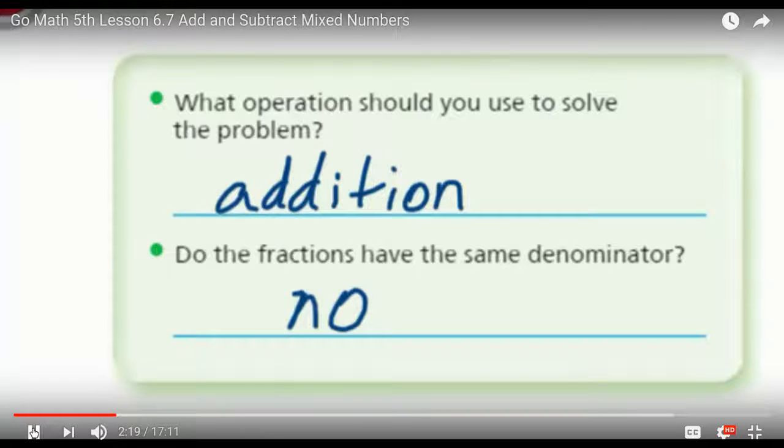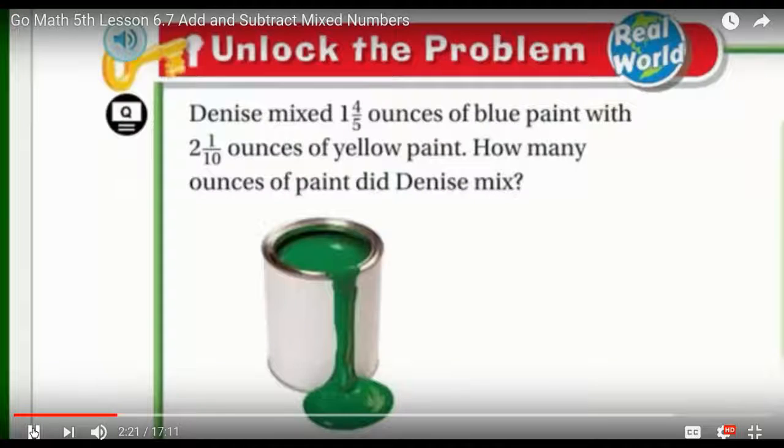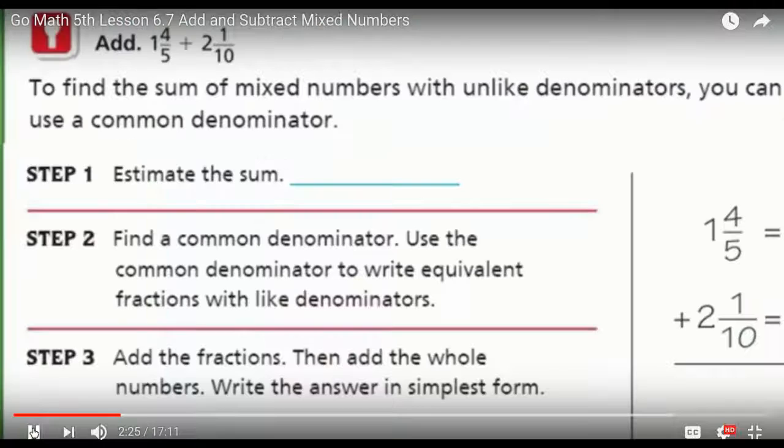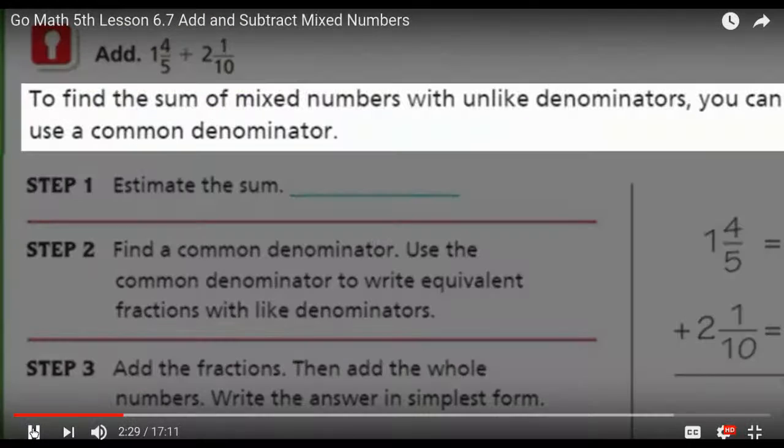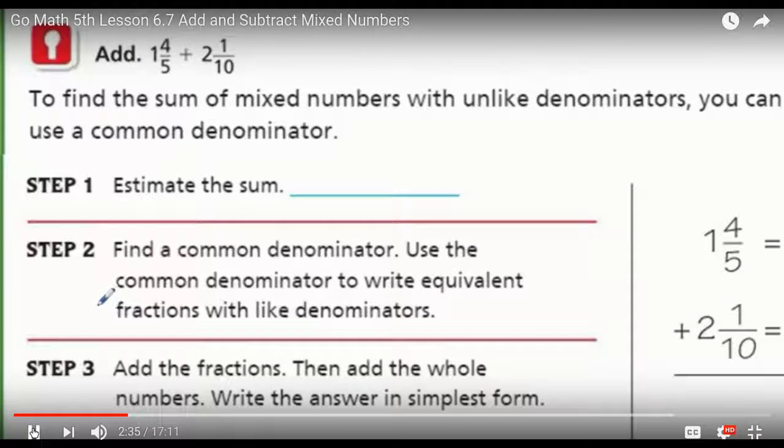Now I'm wondering if, like in the previous videos, we had something where you estimated. So it says add 1 4/5 plus 2 1/10. It says to find the sum of mixed numbers with unlike denominators, you can use a common denominator. Yes, we are probably aware of that, aren't we? Been doing this a lot. Step 1, estimate the sum.